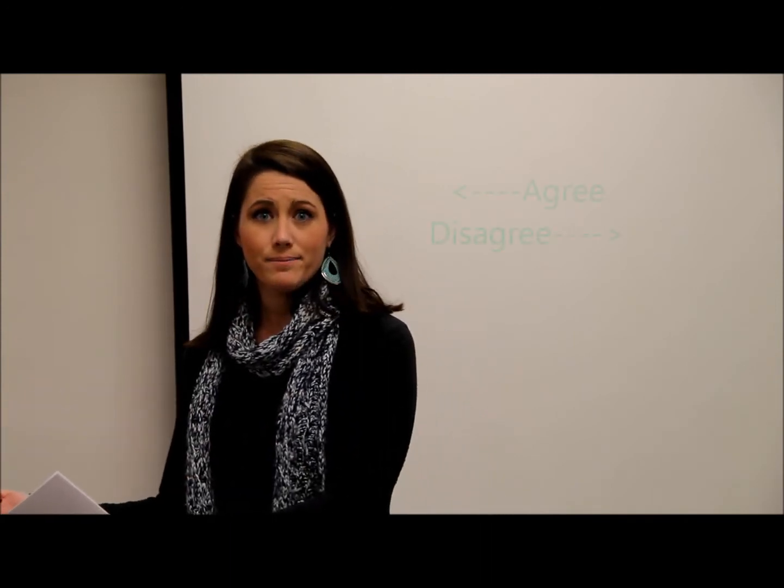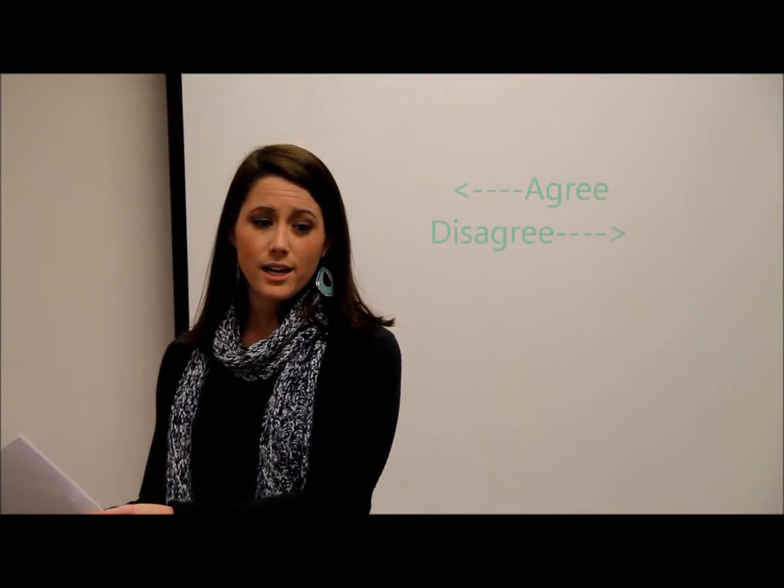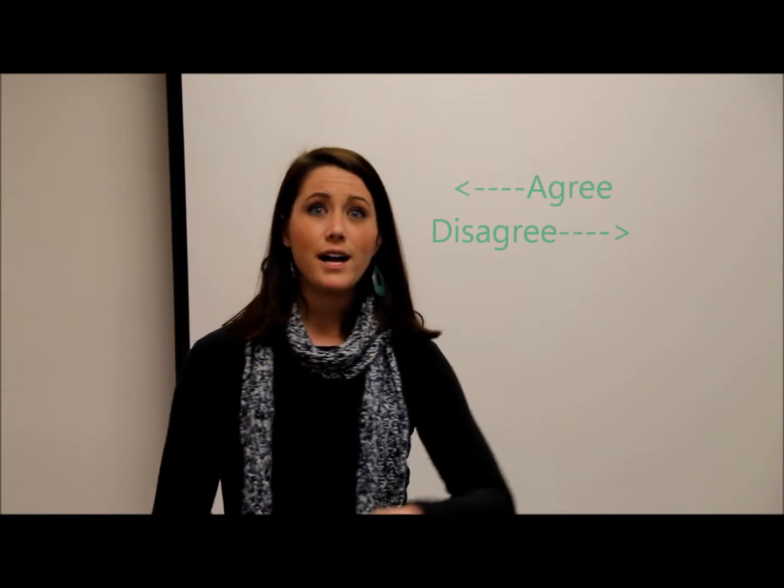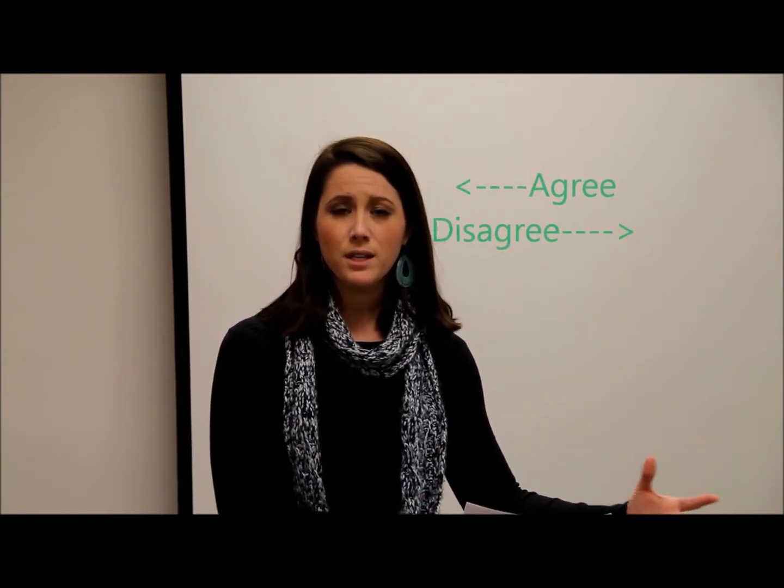In order to facilitate a social barometer in the classroom, the teacher is going to need a wide open space, and the classroom needs to be divided into two sections. On one side of the classroom, we will have an agree side, and I'll explain this a little bit further in detail in a few minutes. On the other side of the classroom, we have a disagree side.